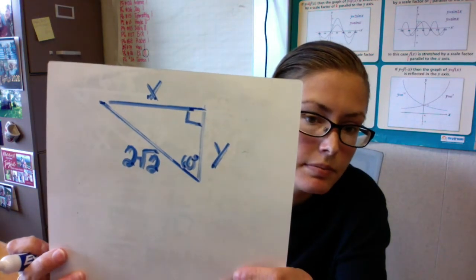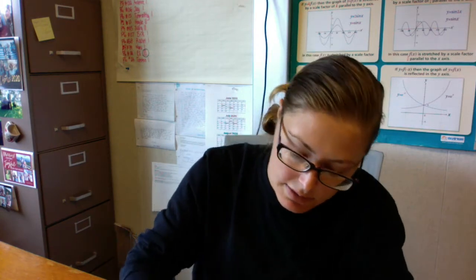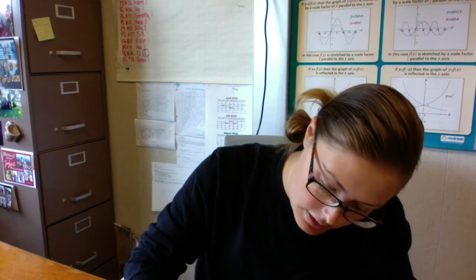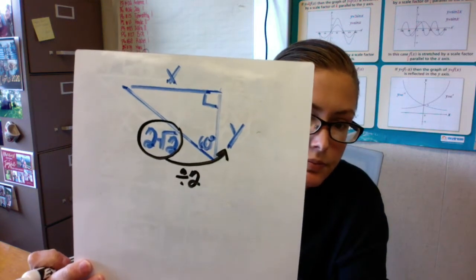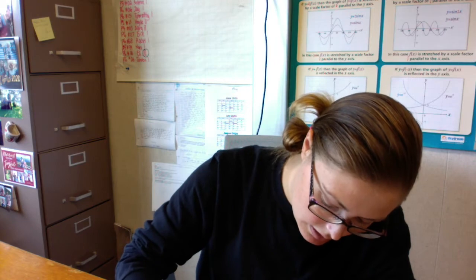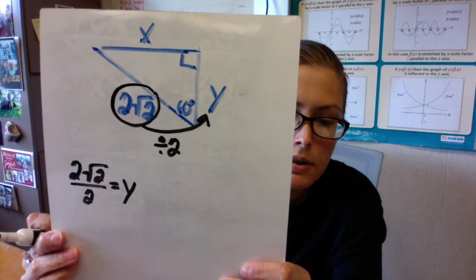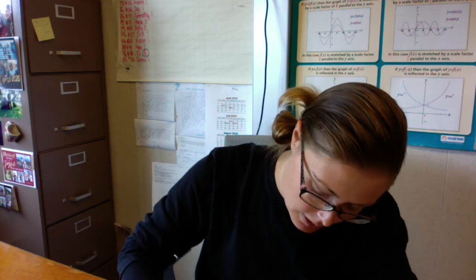That's our problem. You always want to get the smallest side first, so that's my y. So I need to start by dividing by 2. 2 square root of 2 divided by 2 is equal to y. 2 divided by 2 is 1. So the square root of 2 is equal to y.